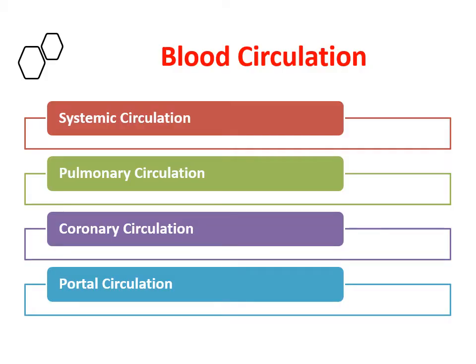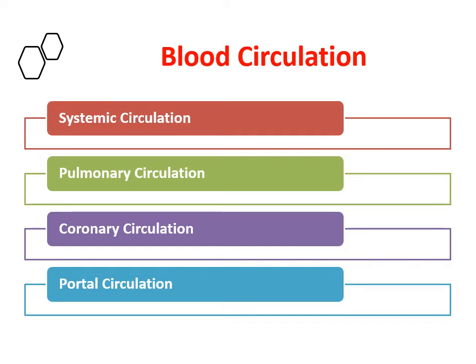So now here we can see different types of circulation in our body. There are mainly four types, and the first one is the systemic circulation. The systemic circulation provides blood supply to all the body tissues. It carries oxygen and nutrients to the cells, and it picks up carbon dioxide and waste products.